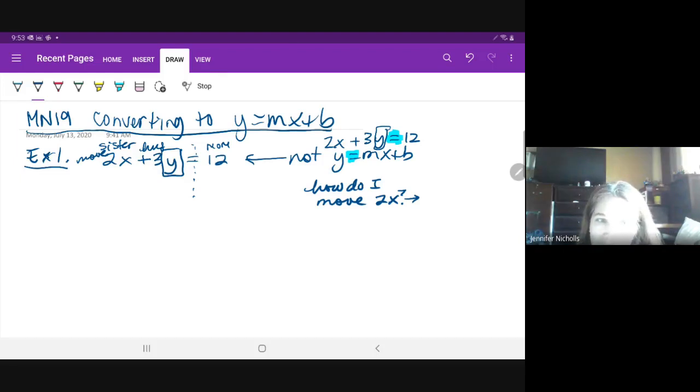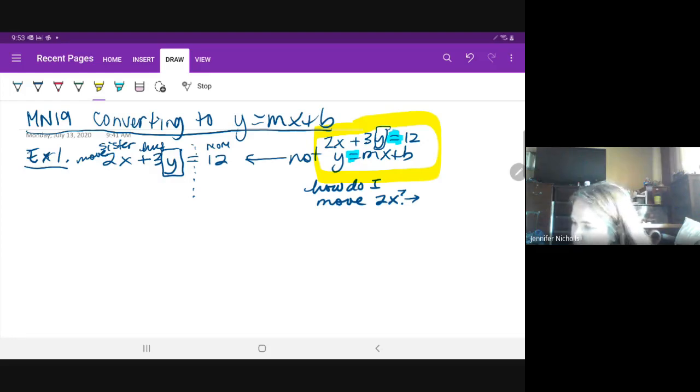I'm trying to get y by itself because I need it to be in y equals mx plus b form. When I write the 2x equation next to it, they don't look alike. The equals is in the wrong spot, the y is in the wrong spot, so everything's in the wrong spot. So we can't start identifying the m and the b until we have it in the same format. So we're trying to change formats.